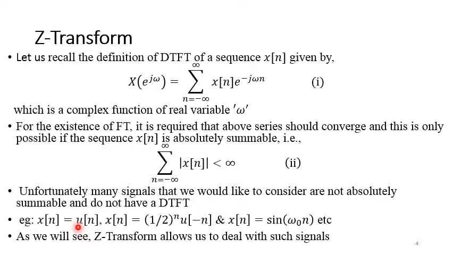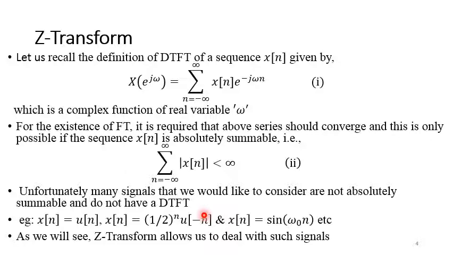For example, a step sequence is not absolutely summable. Also, the sequence x of n equals (1/2)^n u of minus n is again not absolutely summable. Similarly, another sequence is sine of ω0 n. If you absolutely sum it, running from minus infinity up to infinity, you will find that it is also not absolutely summable. As we'll see, the Z-transform allows us to deal with such signals, meaning that those that are not absolutely summable still have a Z-transform.